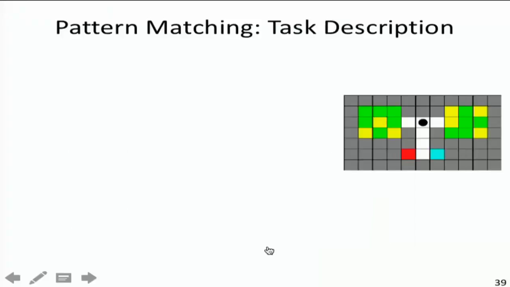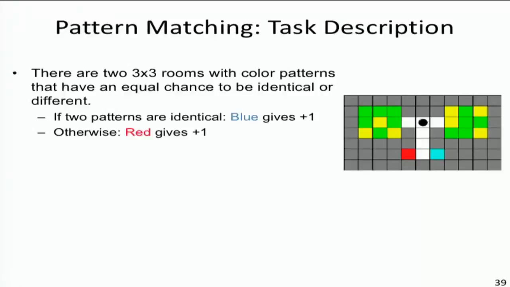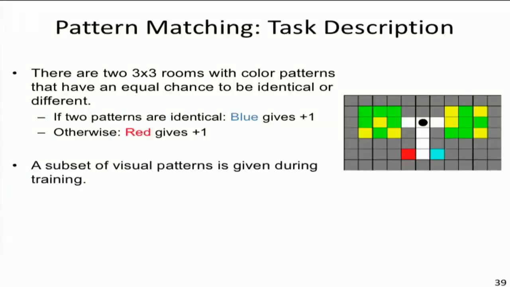And here are some other tasks. In this case, we are interested in whether the agent is able to remember and compare different patterns. So here, if the two room layouts are identical, then the agent has to go to the blue block. But if they are different, then they have to go to the red block. So the agent has to be able to compare two different patterns: look at one room layout, look at another room layout, and make a comparison.